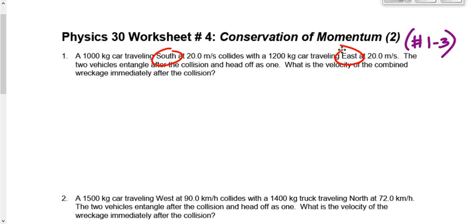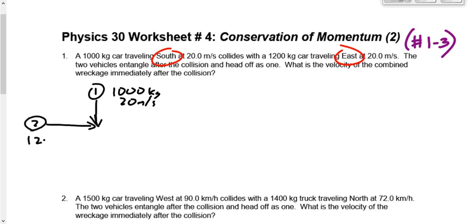Let's draw a situational diagram here. Car number 1 is going to the south, 1,000 kilograms and 20 meters per second. And another one going to the east. We'll call this car number 2, 1,200 kilograms and 20 meters per second. We could have easily reversed the names of these. Where is it going to go after the collision? After they stick together? For sure down here somewhere.